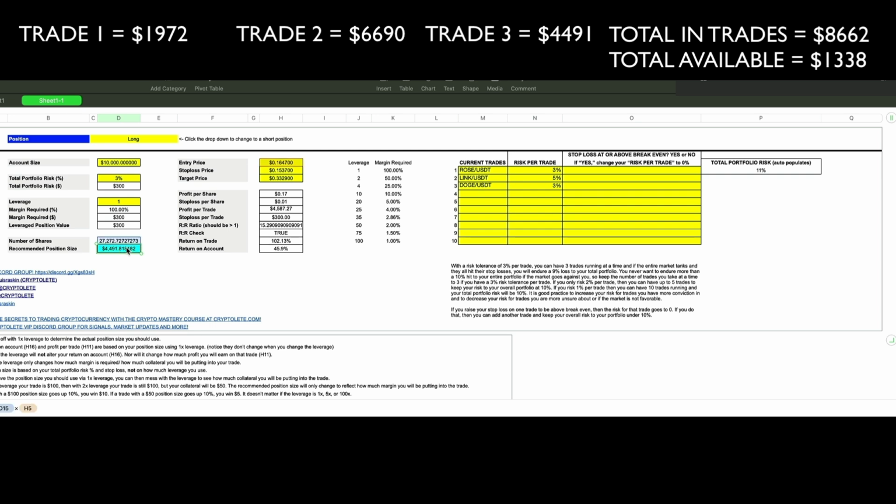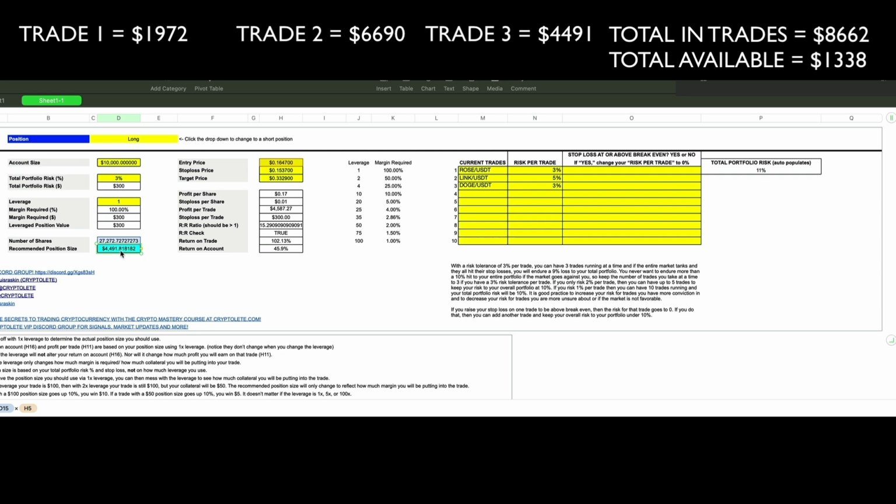So to keep this recommended position size the way that it is, and to make sure that your risk per trade remains what you desired it to be, and that your total portfolio risk remains at 11%, what you could do is put a leverage position into this trade. Make this trade a margin trade or a leverage trade, and you could put the leverage up to where the margin, the capital that you put into this trade, is what you have available.